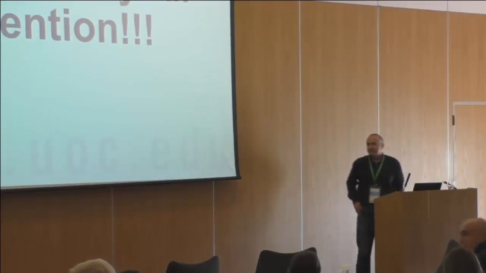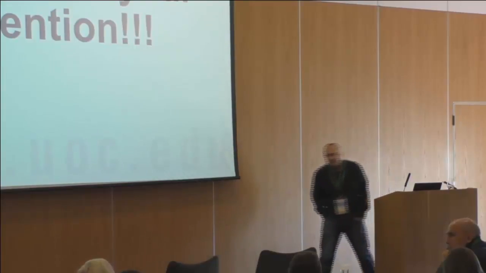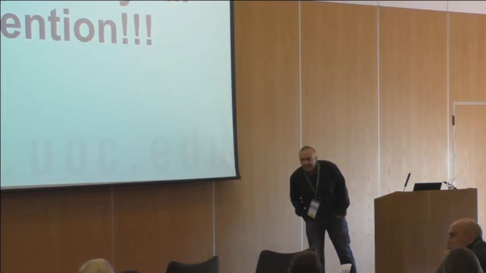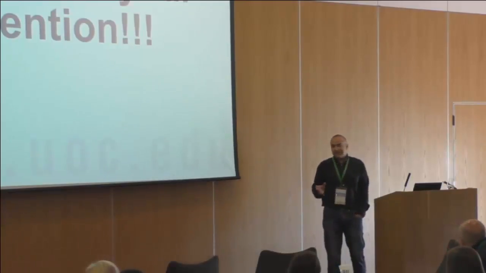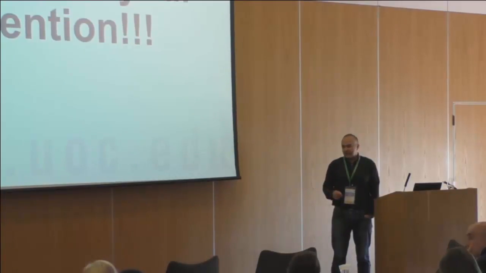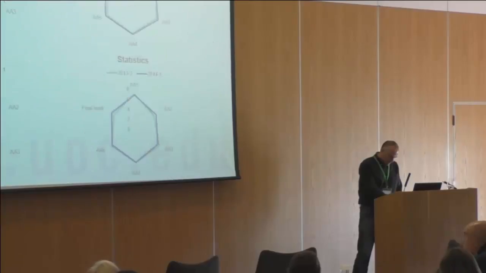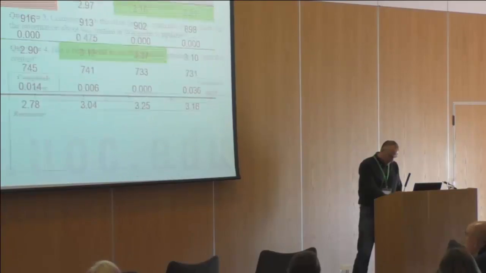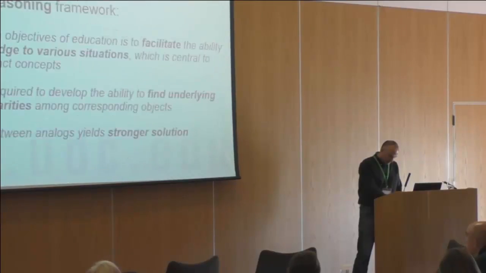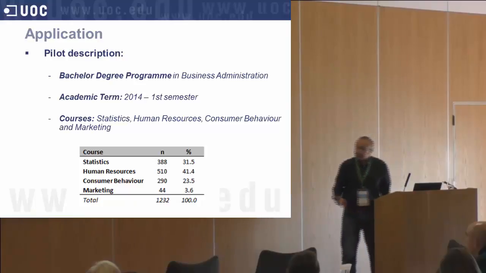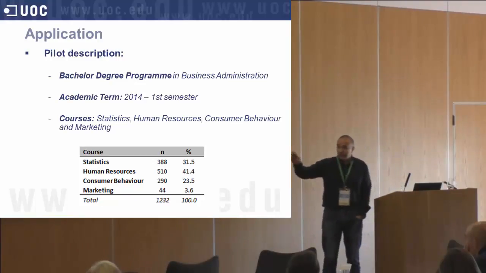So, how big were the cohorts that you're dealing with? Pardon? How big were the cohorts? Class size. Yeah, class size. Each class has 75 students. Here is the total amount of students in each course, and you have to divide each number by 75.